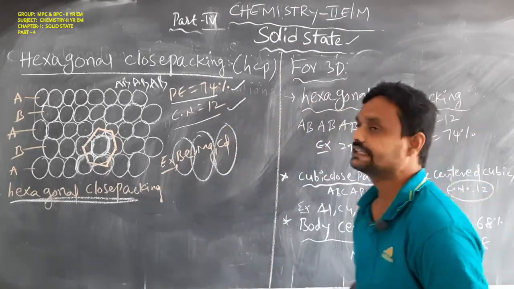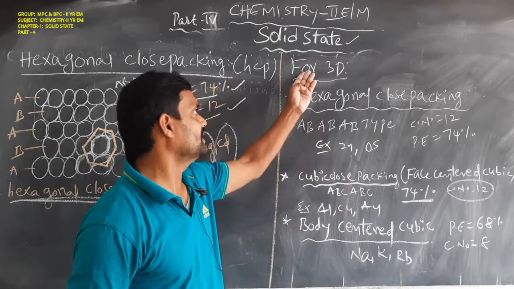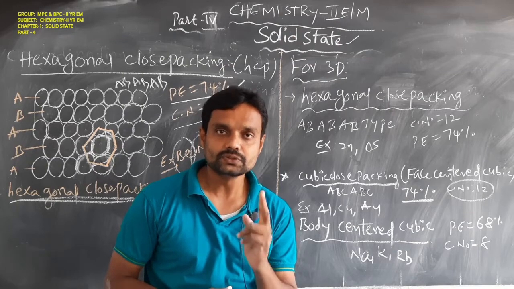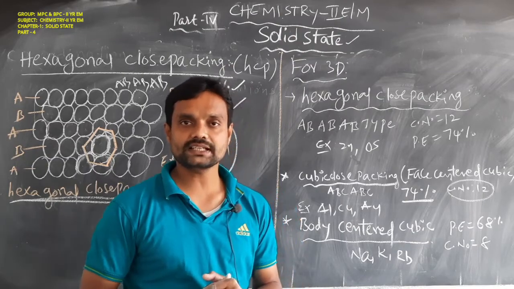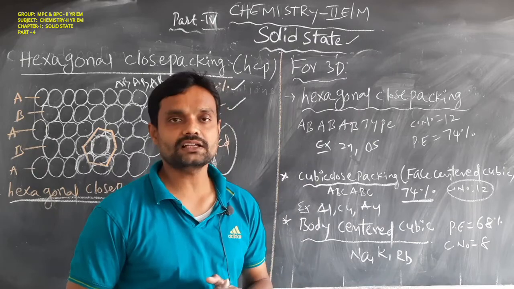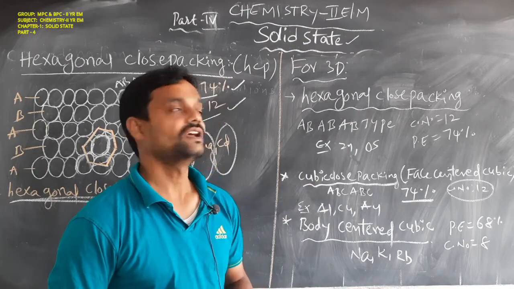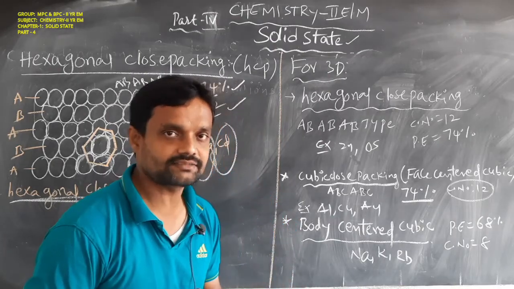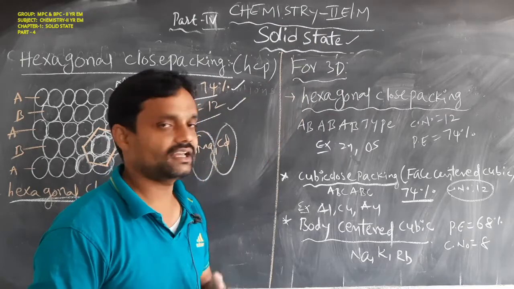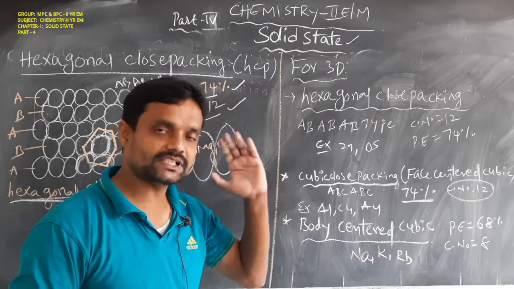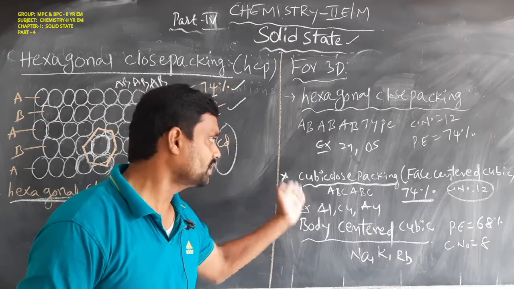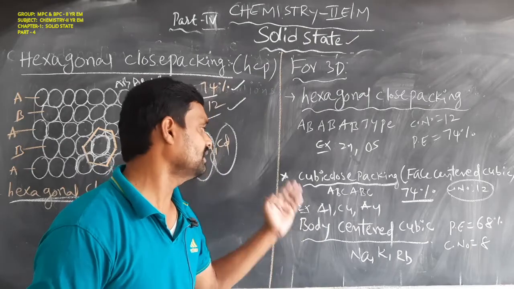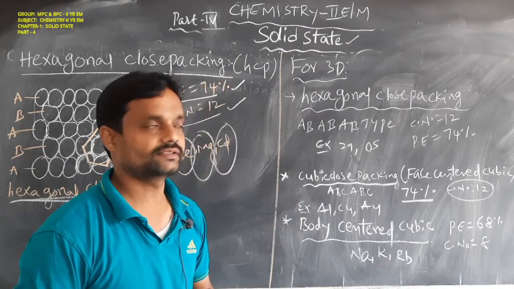Now we move to the three-dimensional arrangement. In two dimensions we studied how many types? Two types: one is square close packing, another is hexagonal close packing. In three dimensions, there are three types of close packing in solid materials. One is hexagonal close packing in three dimensions. Second is cubic close packing, which is nothing but the face-centered cubic arrangement. Third is the body-centered cubic arrangement.